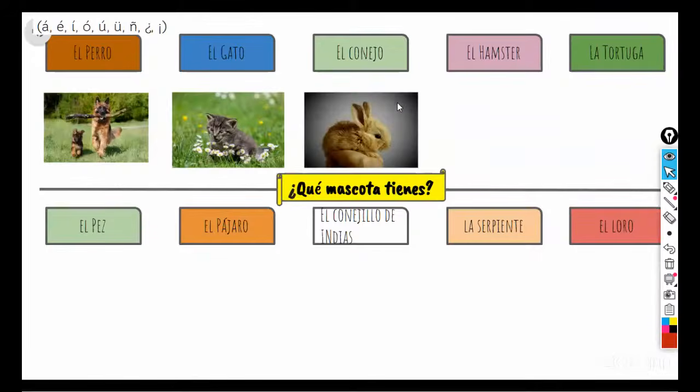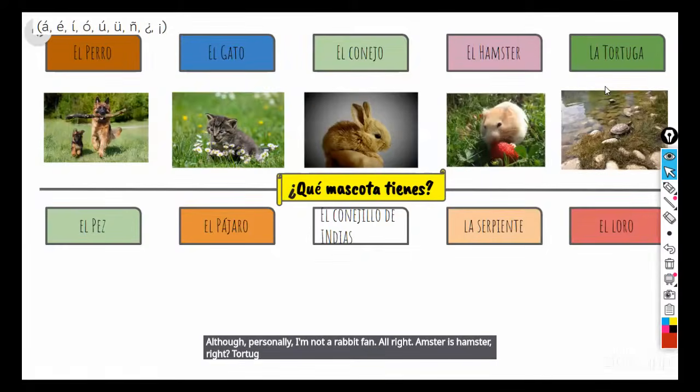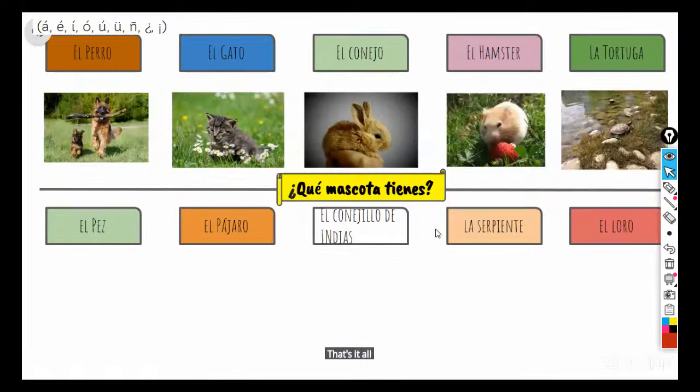A little bunny rabbit. Isn't it cute? Although personally, I'm not a rabbit fan. All right, hamster is hamster, right? Tortuga is a turtle. All right, what's el pez?